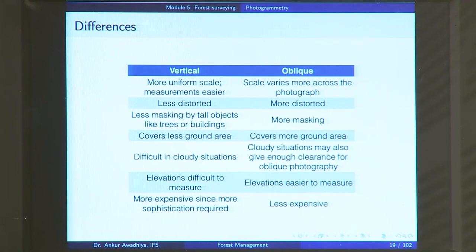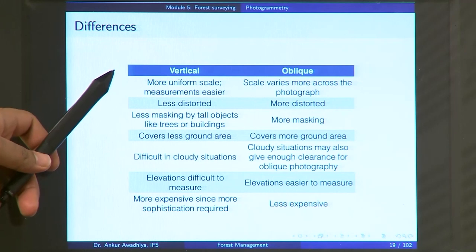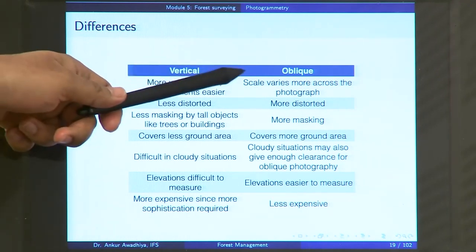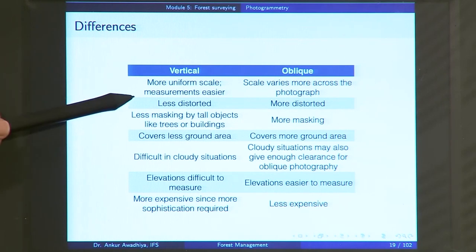Typically we go with either a vertical orientation of the camera or an oblique orientation of the camera. In the case of a vertical orientation, there is a more uniform scale, and the measurements are easier. In the case of an oblique orientation, the scale varies more across the photograph, so it is difficult to take measurements. You can make use of these images for, say, interpretation purposes. But if you want to use these images for taking measurements, then it becomes difficult. There is more computation that needs to be done to measure things on an oblique photograph. The vertical photograph is less distorted, the oblique photograph is more distorted.